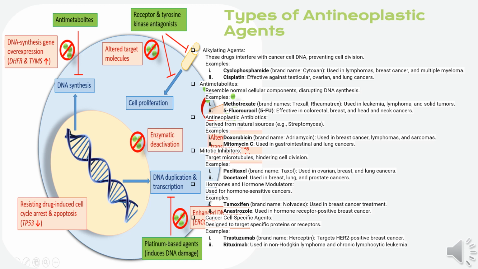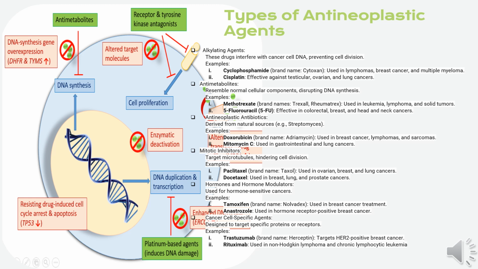The next one is the anti-tumor antibiotics, derived from sources like streptomyces. These agents are not like your typical antibiotics. They are specifically designed to fight cancers. Doxorubicin or Adriamycin is used in breast cancer, lymphomas, and sarcomas. Mitomycin is used in gastrointestinal and lung cancers. The next one is mitotic inhibitors.